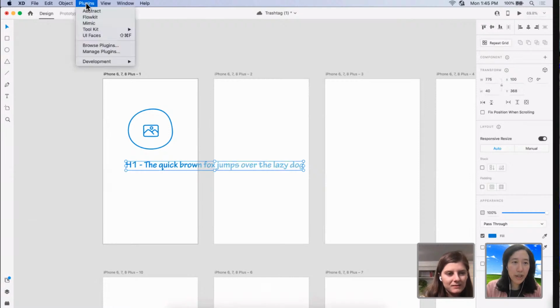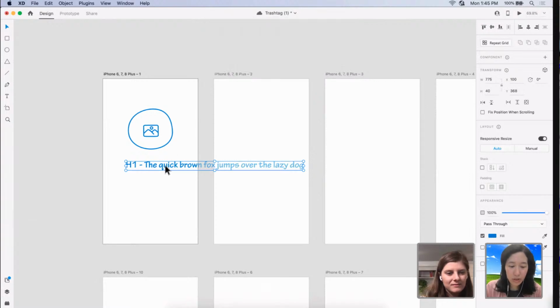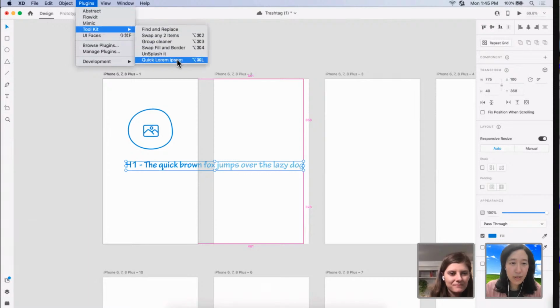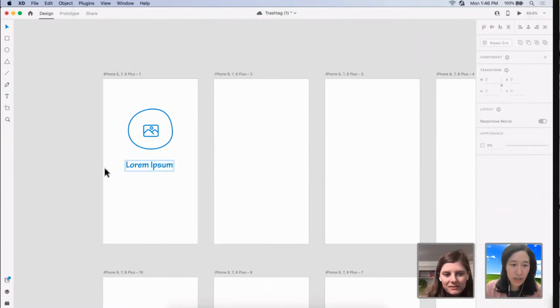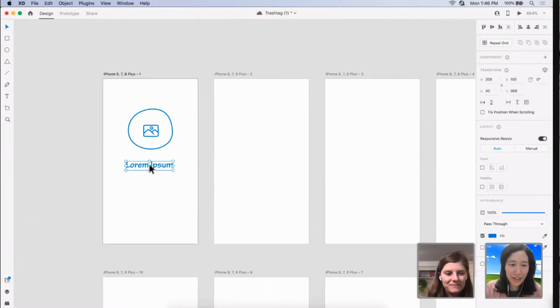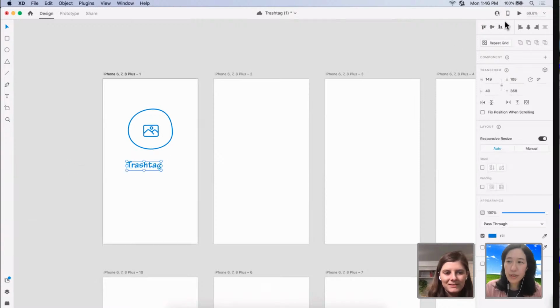And oh, there's a plugin that I wanted to show you. It is called Toolkit, and there's a quick lorem ipsum. I think it's Option Command L. So yeah, there you go. You have to select the layer, but then it just replaces whatever layer you have with lorem ipsum text. And that can be very helpful. But we know it's going to be called Trashtag, so I'm just going to rename it here. Trashtag center.